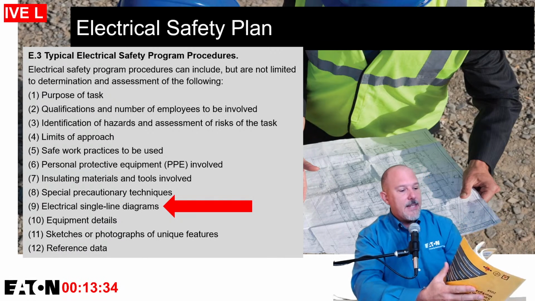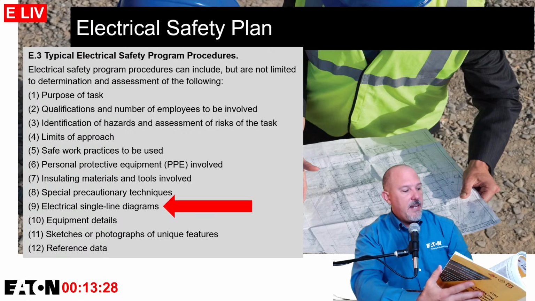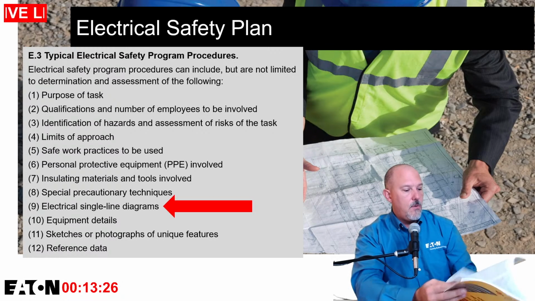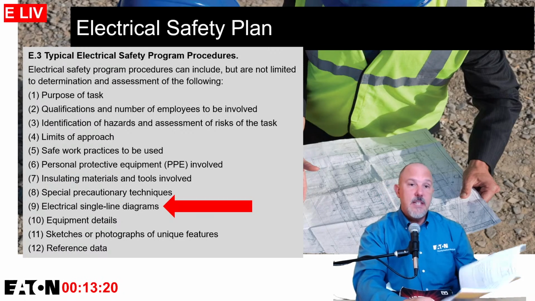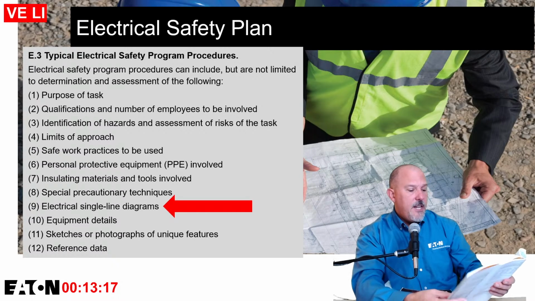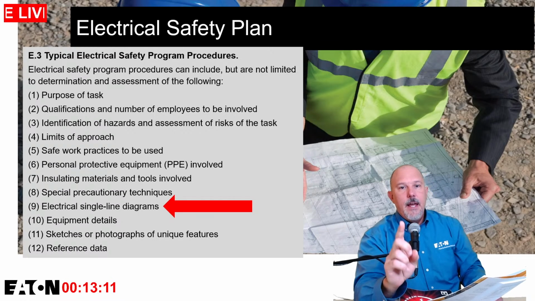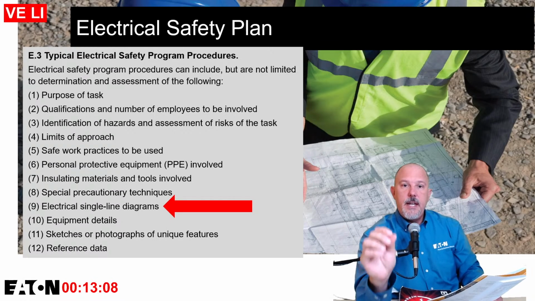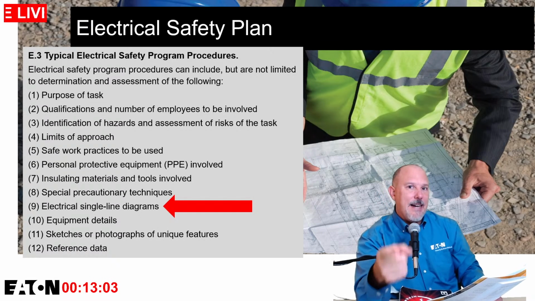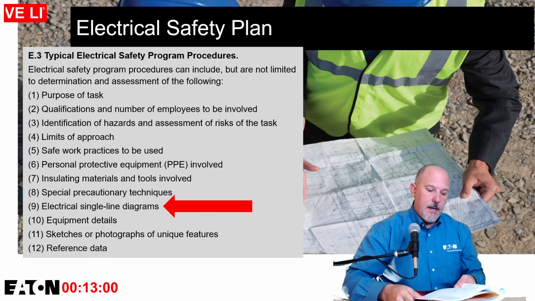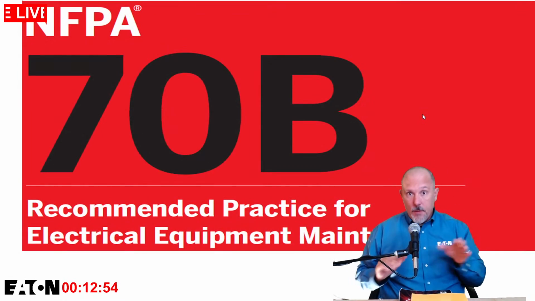So if you look at Annex E, remember, annex material is not enforceable, but Informative Annex E's title is, drum roll please, Electrical Safety Program. And if you look at the Electrical Safety Program, one of the items that they identify, it says Electrical Safety Program procedures can include, but are not limited to, determination and assessment of the following. And the electrical single line diagram is number 9. So very important piece of the electrical safety pie for the electrical worker.